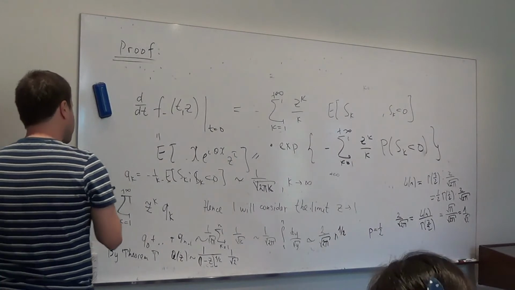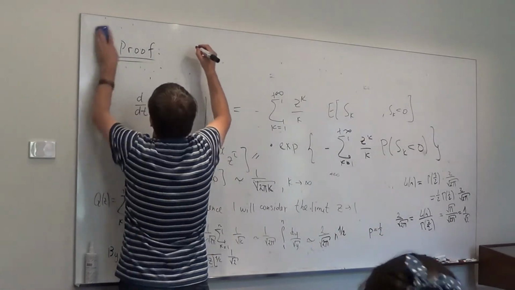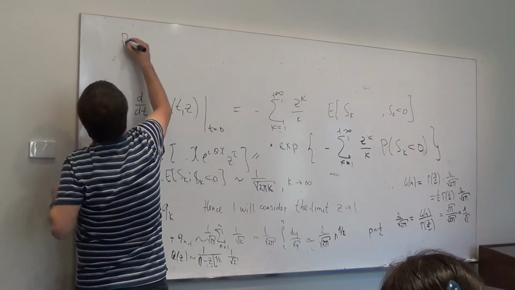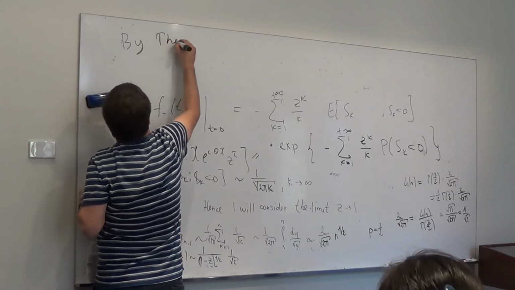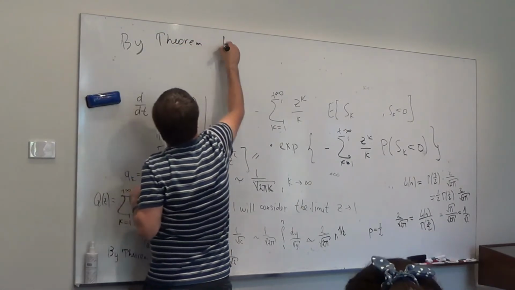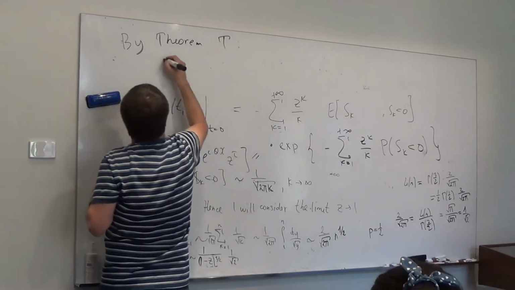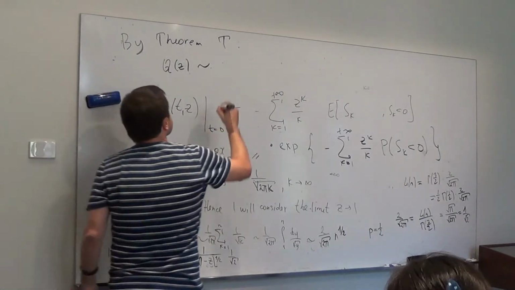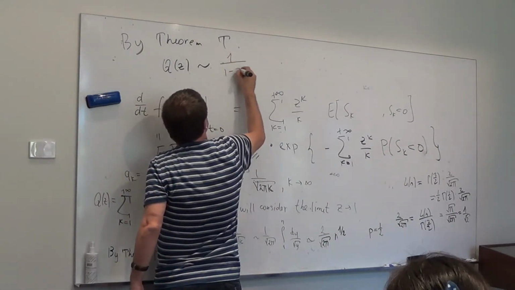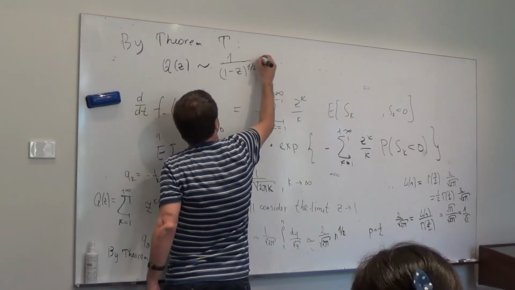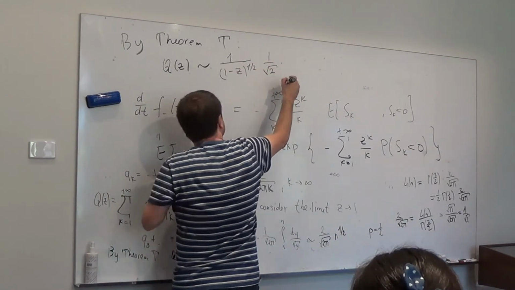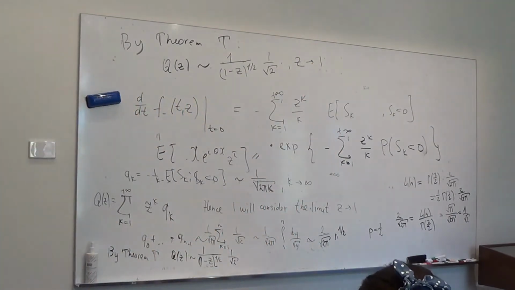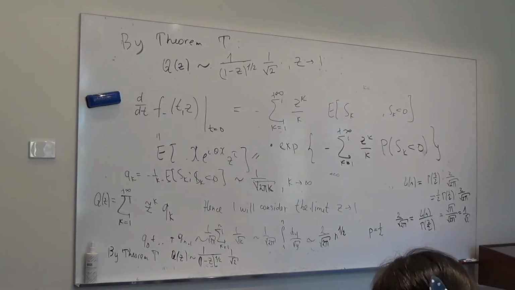Okay, so just let me repeat. So by theorem, my theorem T, Q of z behaves like R1 divided by 1 minus z to the power 1 over 2 times 1 over square root of 2 as z approaches 1. Okay, so that's what we need.